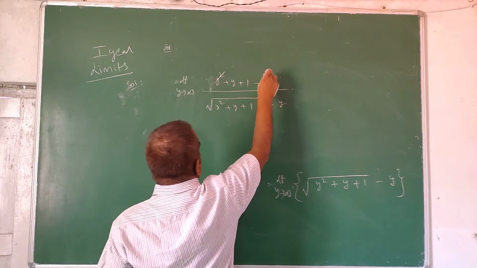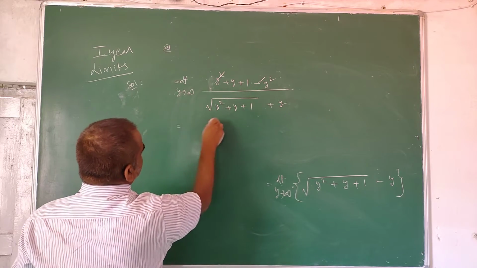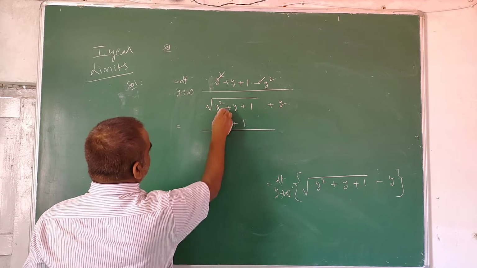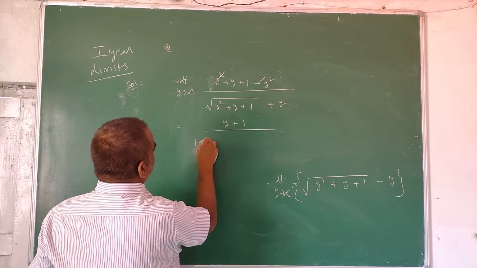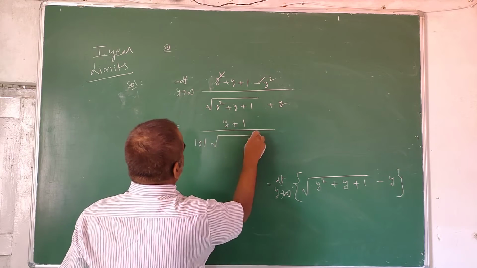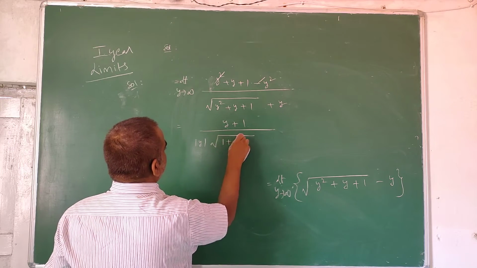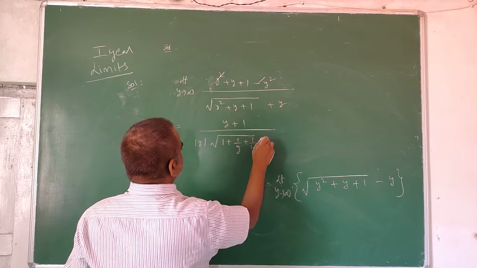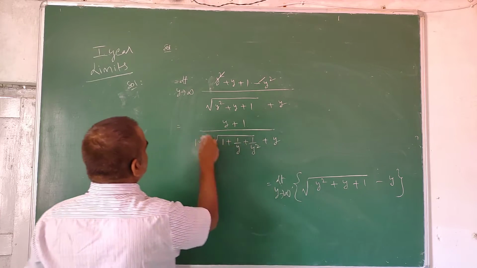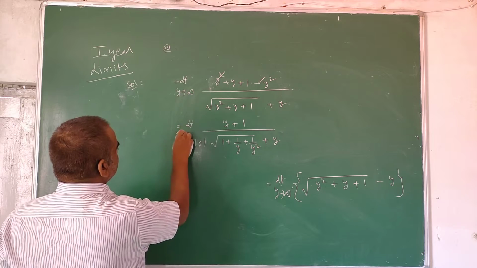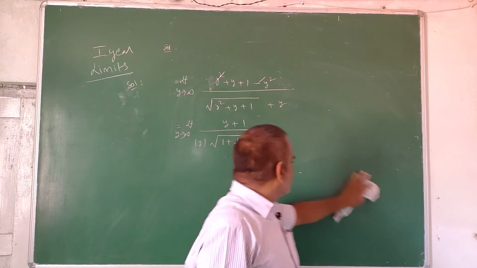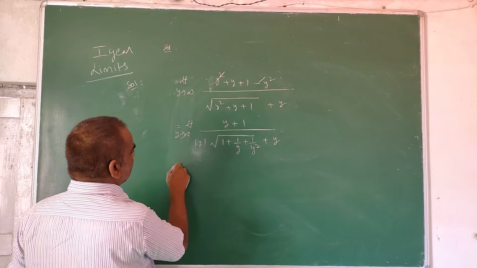Now this y square minus y square gets cancelled. So y plus 1 by, now you take y square common, so outside it is mod y, so inside it is 1 plus 1 by y plus 1 by y square. Okay, you keep y here as it is, limit y tends to infinity. So as y tends to infinity, y is greater than 0, so mod y will become y.